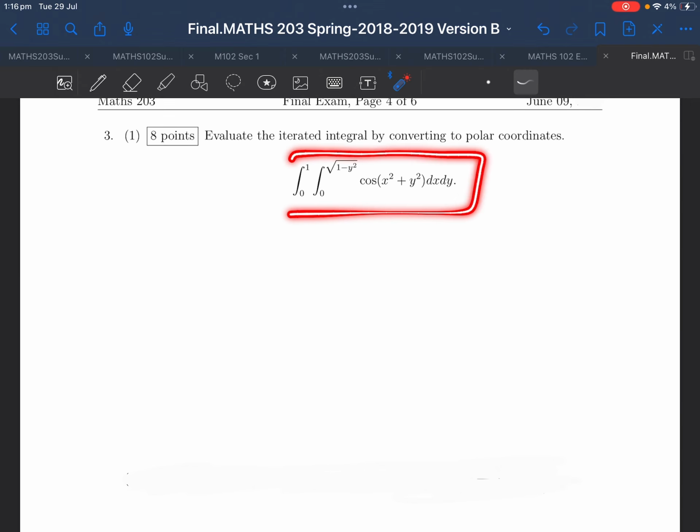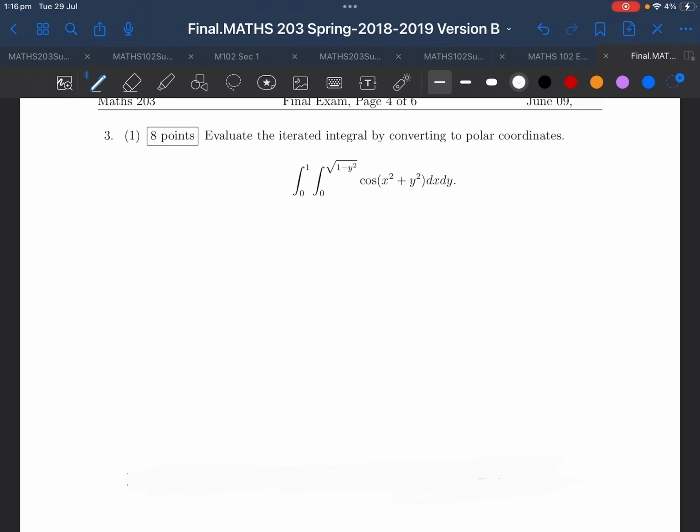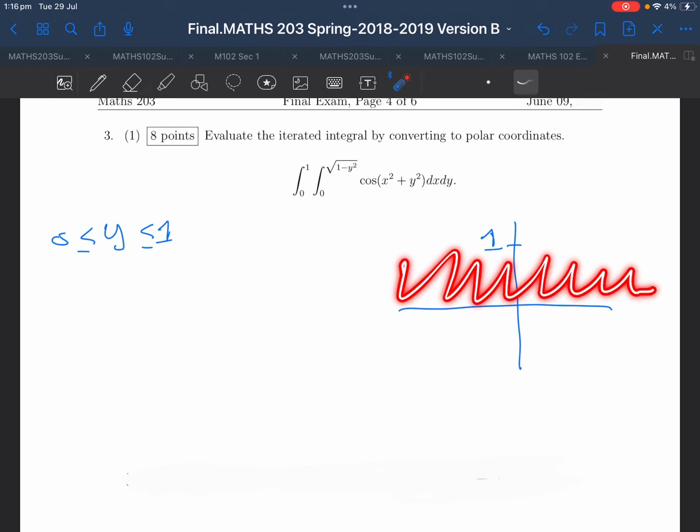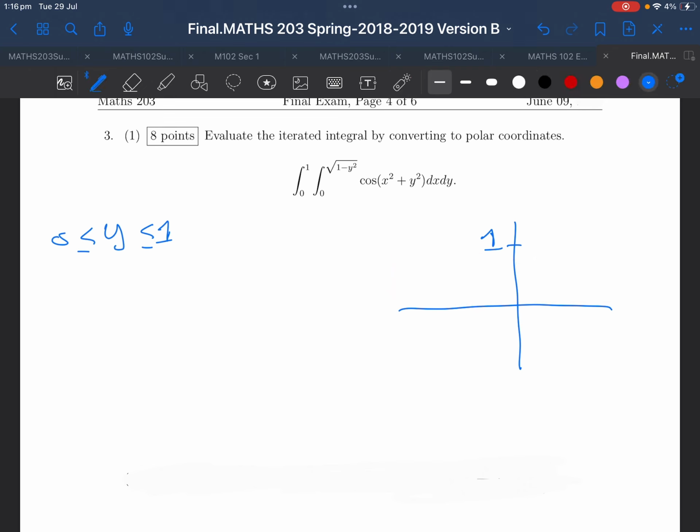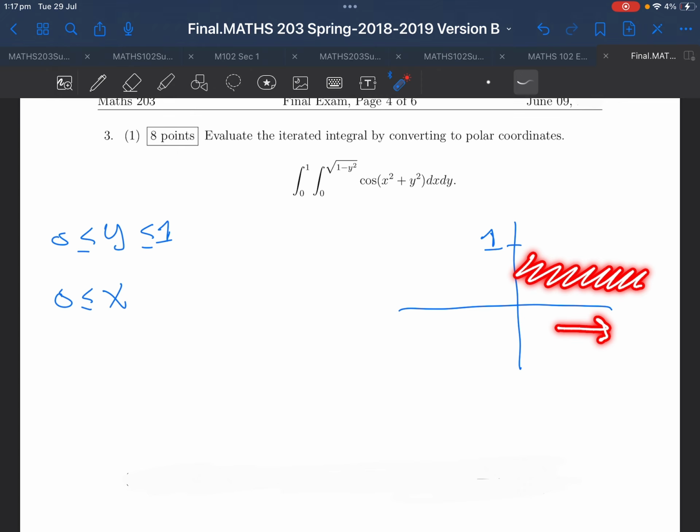Next question, again, we need to take this integral and change it into polar coordinates. How do we do that? First of all, we have to write the region. That's the region. All I know is y between 0 and 1, which means my region will be only in this area. Keep this in mind. Second, x between 0 and 1, so my region will be only in this area, because x is 0 above and between 0 and 1 is this one. So we have only this region.